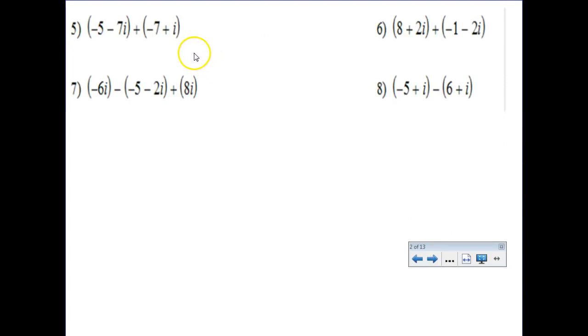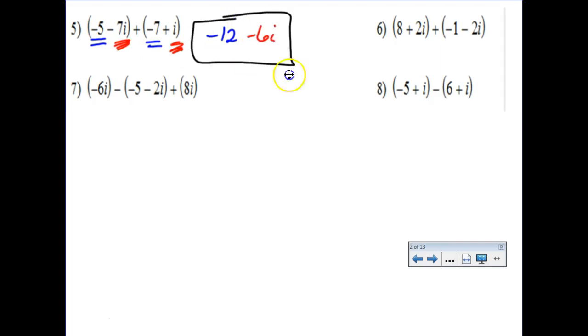Right, for 5, 6, 7, and 8, you are either adding or subtracting complex numbers together, which means you add or subtract whatever you're doing, the real parts and also the imaginary components. So starting with the real components, negative 5 plus negative 7 is negative 12. And then for your complex parts, negative 7i plus 1i is negative 6i. And then all your answers must be written in a plus bi form, so leave it like that.